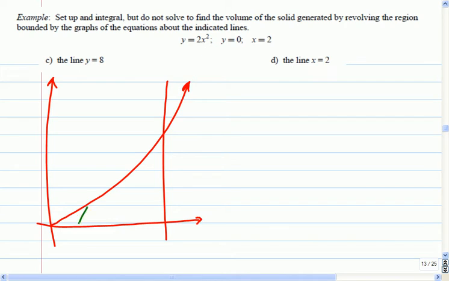And this time, we're rotating it around the line y equals 8. So if this is x equals 2, right here, then this here is actually where the line y equals 8 is going to be. So 2 squared is 4, times 2 is 8. So that should be the line I'm looking for. And I'm rotating it around this line.